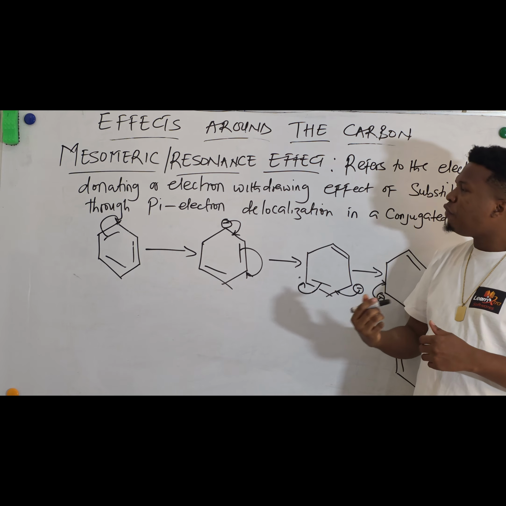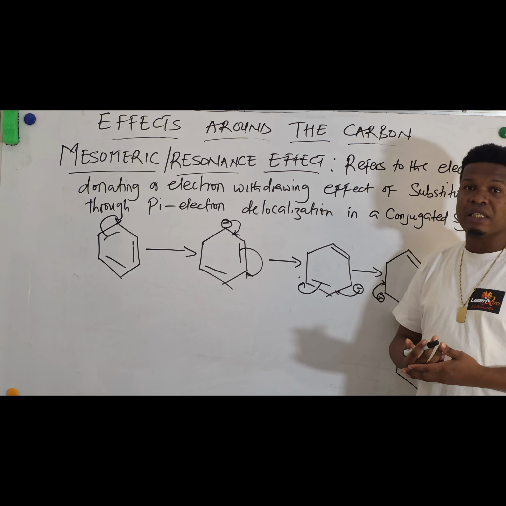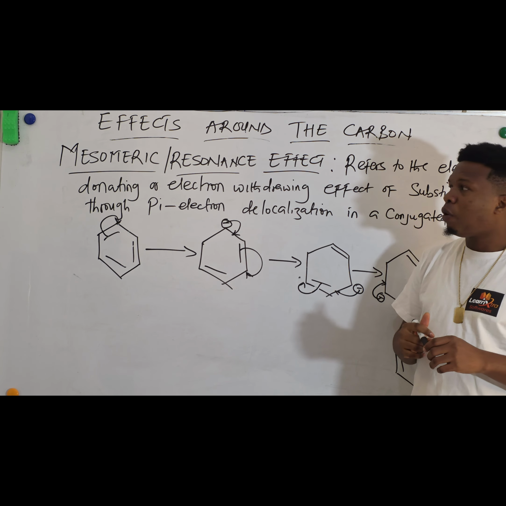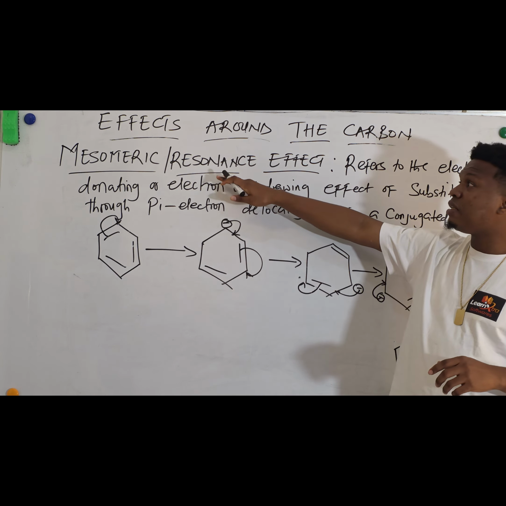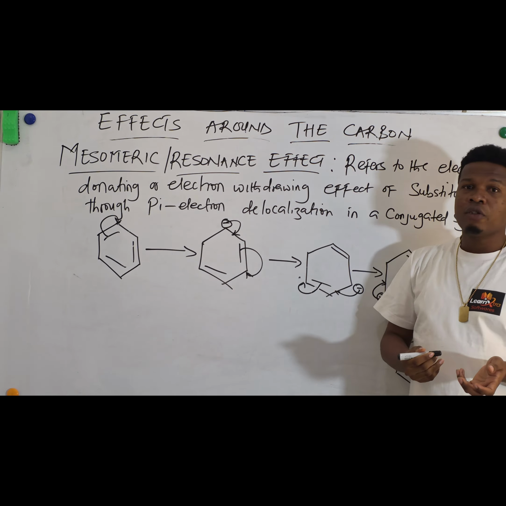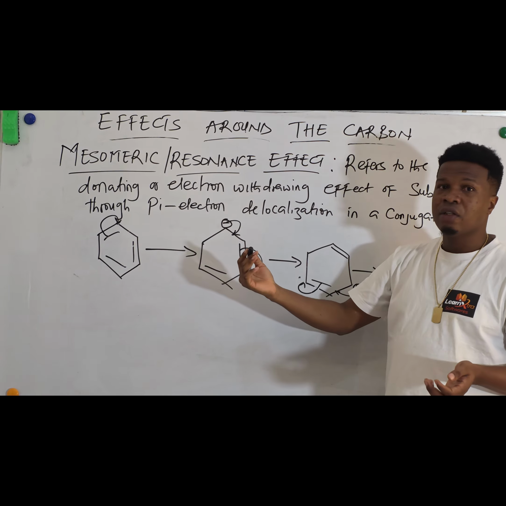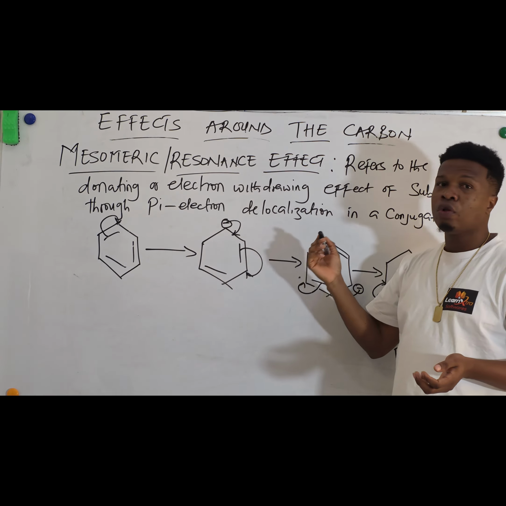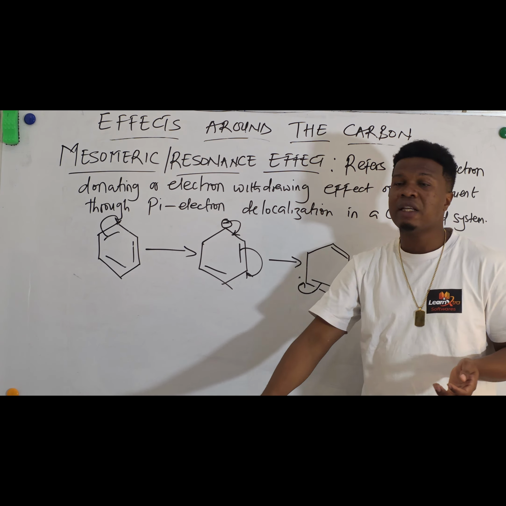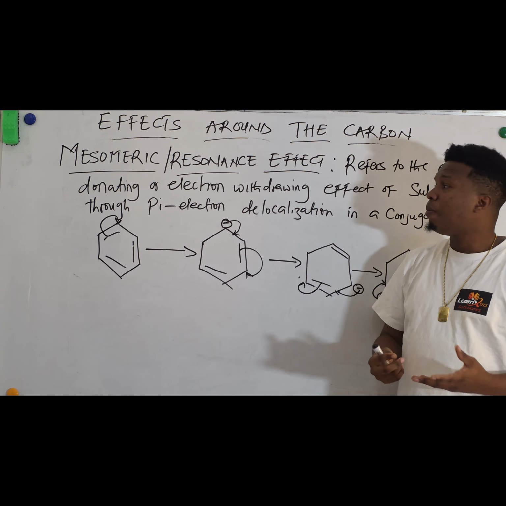Okay, so this is the effect. This is the simple summary of what the mesomeric or resonance effect is. Let's not go too deep. We can also have the positive mesomeric effect and the negative mesomeric effect, just like the inductive effect. Remember that the positive mesomeric effect donates electrons to the ring. So electron donating groups are the positive mesomeric effect, while electron withdrawing groups are the negative mesomeric effect. But let's not go into that.